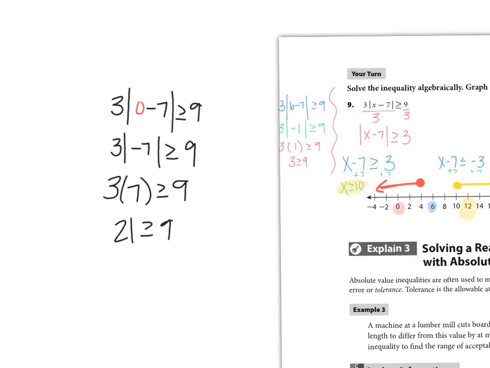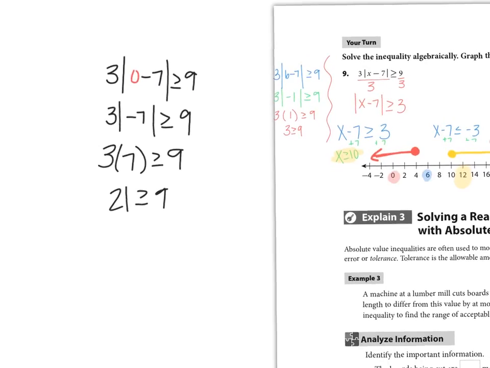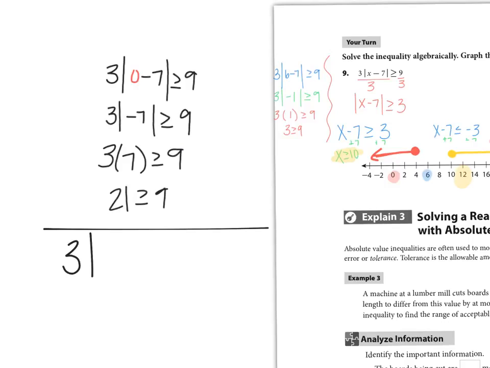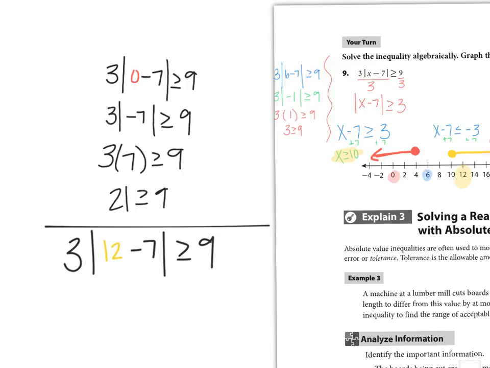Okay, so again, I'm going to do the same process, but this time, instead of plugging in 0 or plugging in 6, I'm going to plug in 12. So 3 times the absolute value of 12 minus 7 should be greater than or equal to 9. What is 12 minus 7? 5. So we end up with 3 times the absolute value of 5 is greater than or equal to 9.